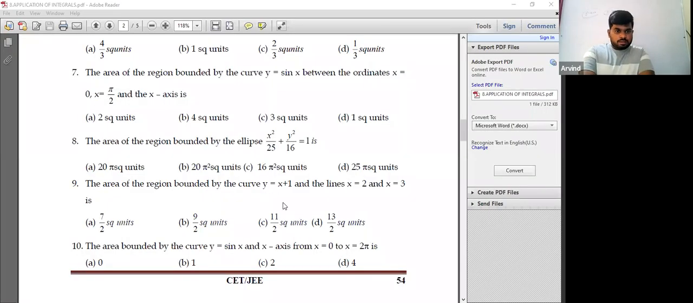Okay, so the ninth one is very easy. The area of the region bounded by the curve y is equal to x plus 1 and the lines x is equal to 2 and 3.